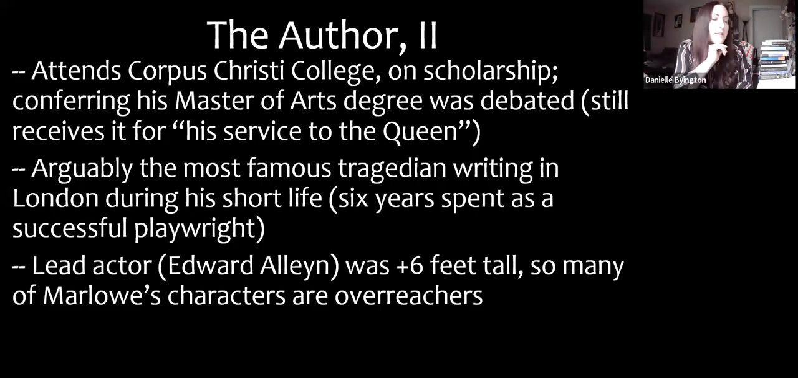It's because he has such a short life. He's only a famous playwright for about 6 years in London. Now, it's very obvious who the overreacher is in Dr. Faustus. It's Dr. Faustus. But many of his plays have a main character who has this overreaching quality.